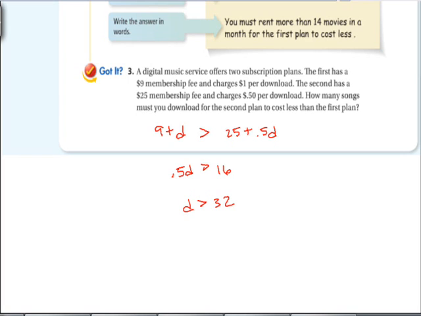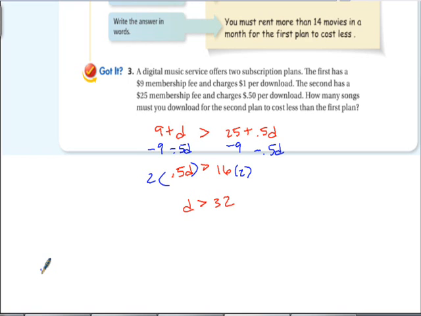So in doing that, what I did, and I know I didn't show my work here, but what I did was I subtracted 9 from both sides. So I subtracted 9 from both sides, which is how I got 16, and I subtracted 0.5d from both sides, which is how I got 0.5d over here. Then I multiplied both sides by 2, and I got 1D is greater than 32.